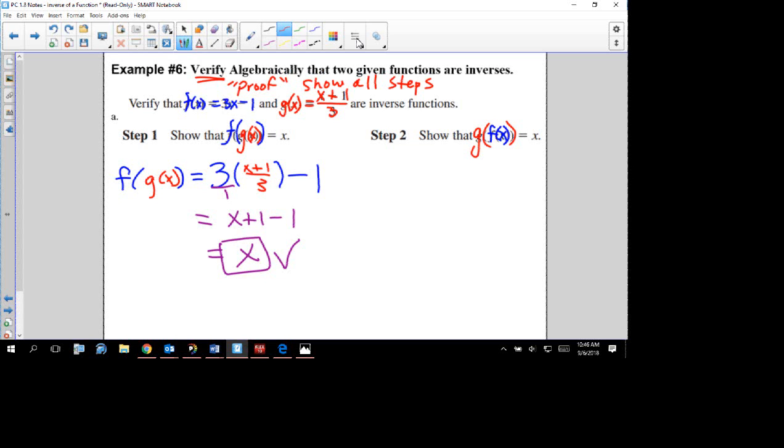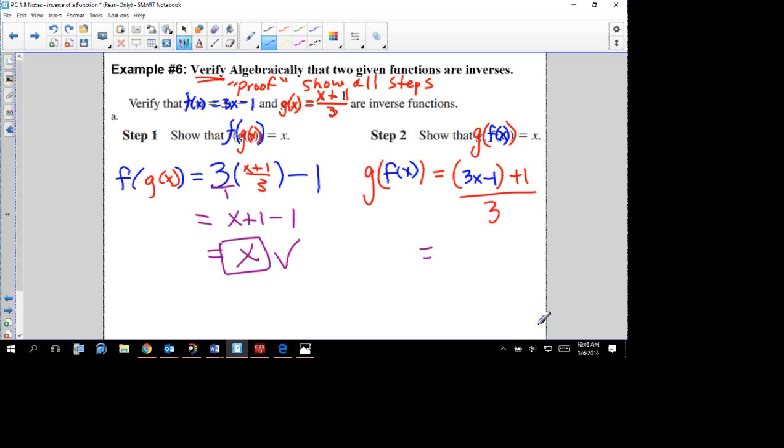So we're going to do both f of g of x and we're going to do g of f of x. So this means I'm going to take the g equation and I'm going to put f of x inside where the x was. So my g equation, my x was up on top, plus 1 over 3. So instead of x, I'm going to put in the f, which is 3x minus 1. And then I would just simplify.